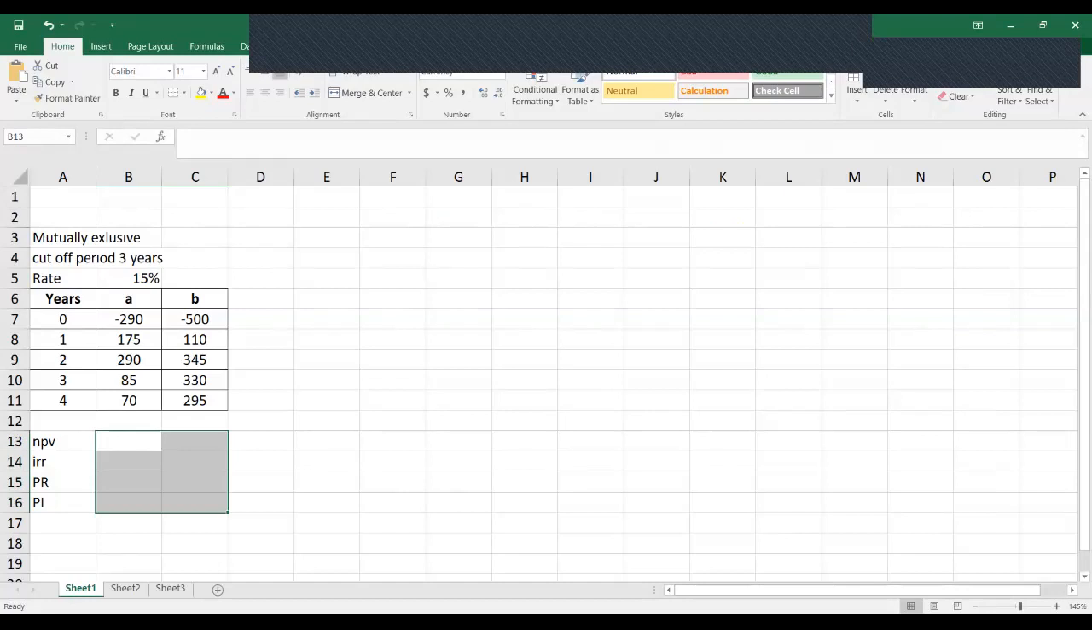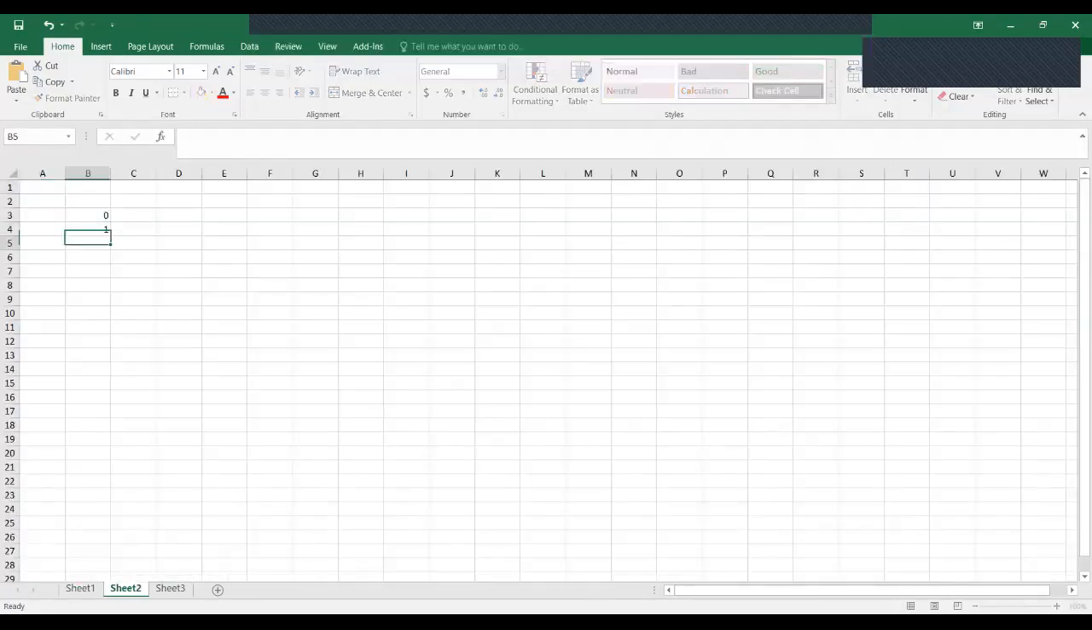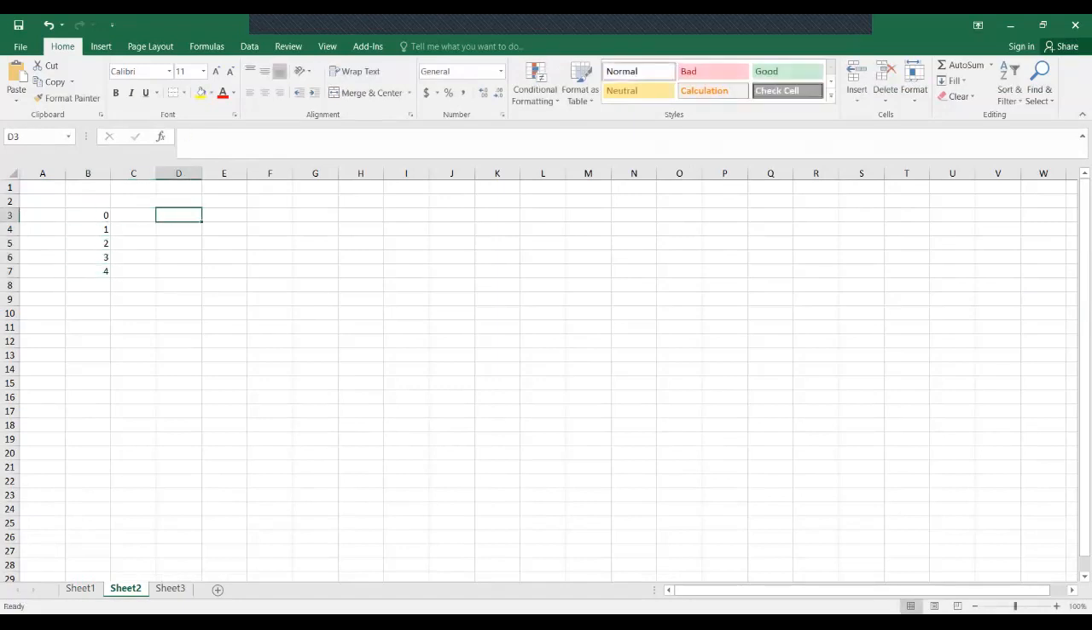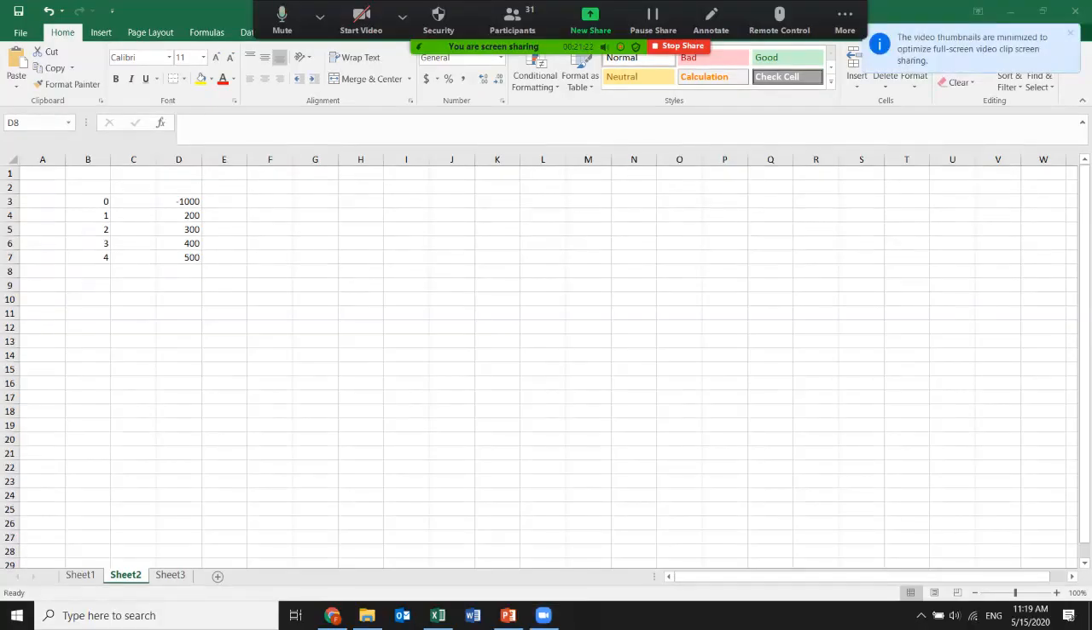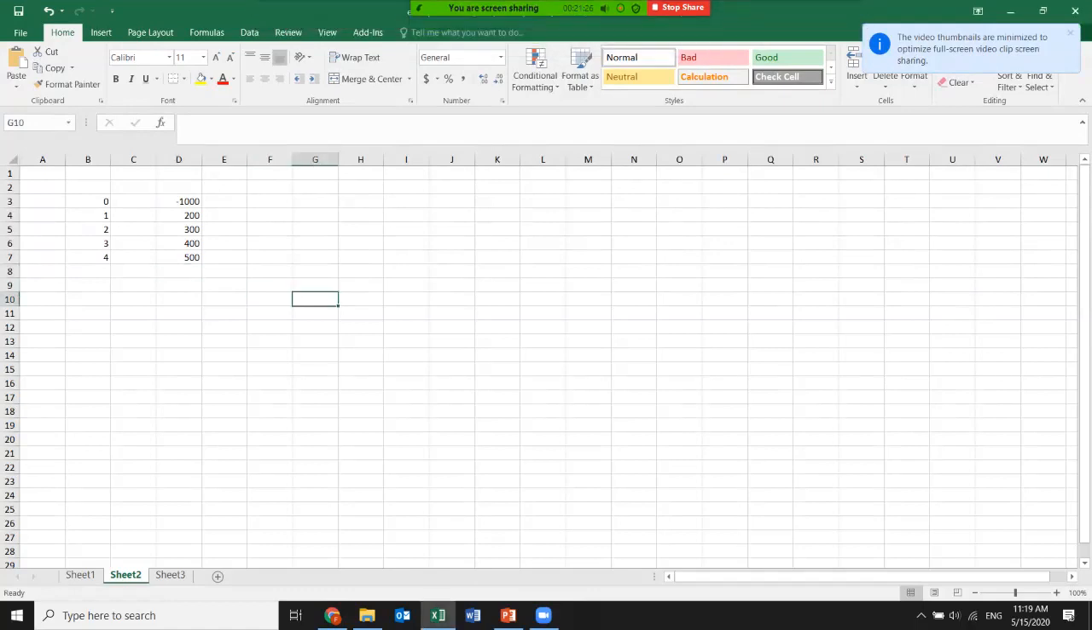So let me go and calculate here. So we are given years 0, 1, 2, 3, 4. Investment cost was 1,000. Sorry, the quality has become somewhat worse. Just a second, I'll correct my screen. There's something wrong there. Now, can you see it? It's still a bit blurry. The same quality.